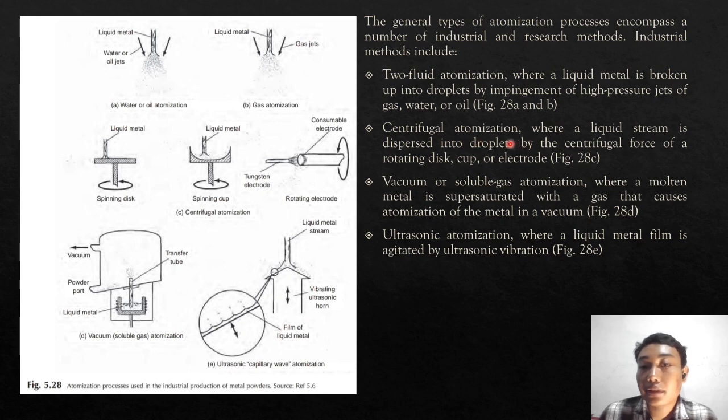Next, second, centrifugal atomization, where a liquid stream is dispersed into droplets by the centrifugal force of a rotating disk, cup, or electrode, in figure 28C, just like this.